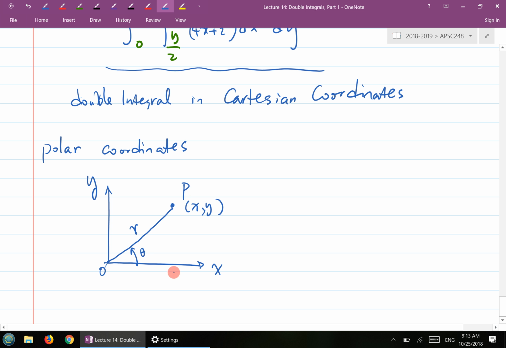x-axis. This is important because in this case, the x-axis is the reference. So you always start from the x-axis and then go counterclockwise up to this R location. That gives me the theta angle here. So now you see, instead of using x and y, I could also use r and theta to describe this point P location. So this r and theta is called polar coordinates.